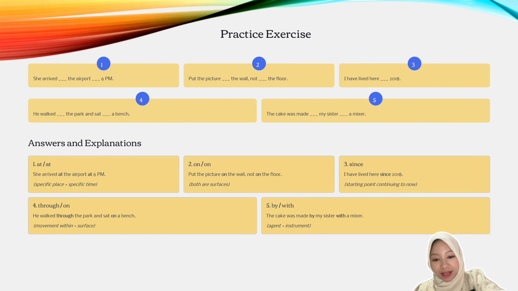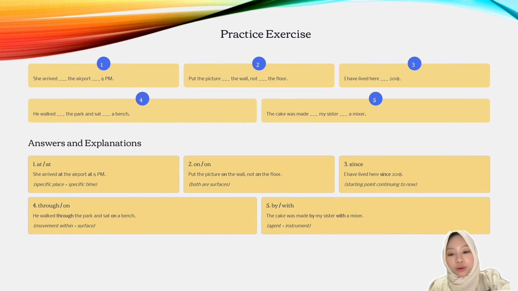And number 3, I have lived here 2018. The correct answer is since 2018. We use since to show the starting point of an action that continues until now. If I say for 2018, it will be wrong because for is for the duration, or how long, while since is for starting from a point in time. So here 2018 is the starting point.